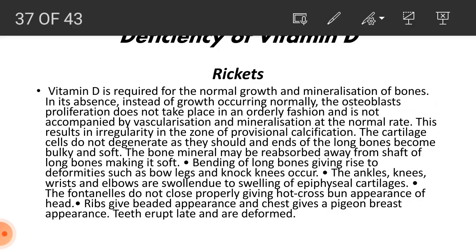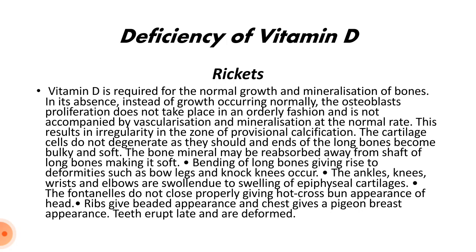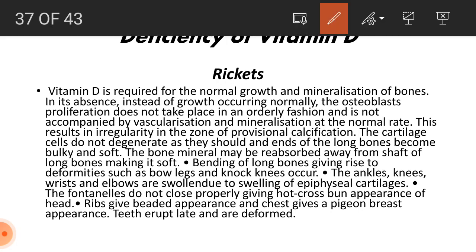Now let's see what would happen if there is a deficiency of vitamin D. The first condition being rickets. Now let's understand how these rickets are caused because of the deficiency of vitamin D. First of all, vitamin D is required for the normal growth and mineralization of bones, as we all know. In its absence, instead of growth occurring normally, the osteoblast's proliferation does not take place in the orderly fashion and is not accompanied by vascularization and mineralization at the normal rate.